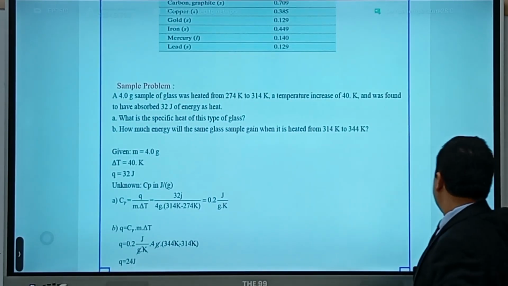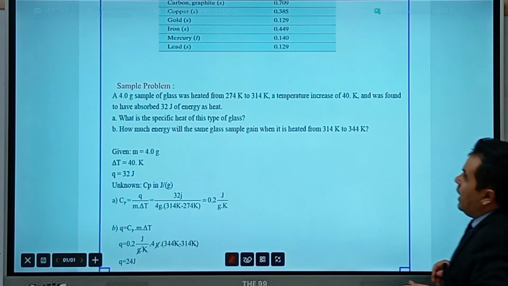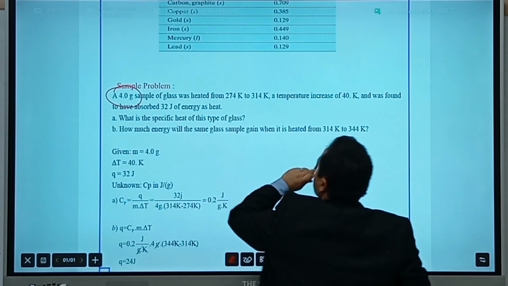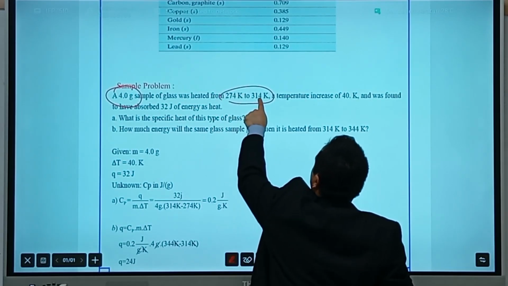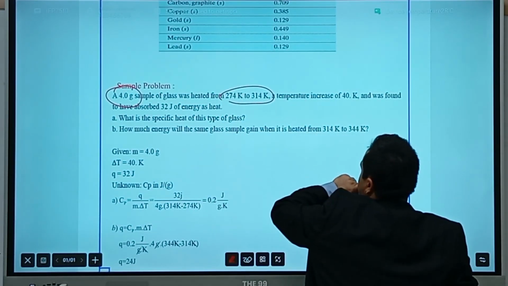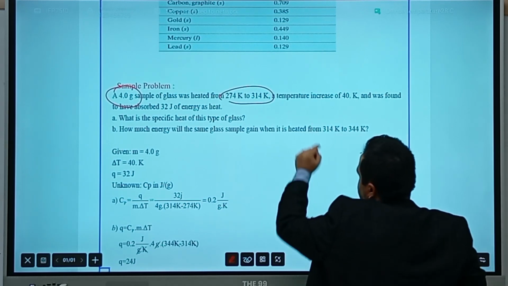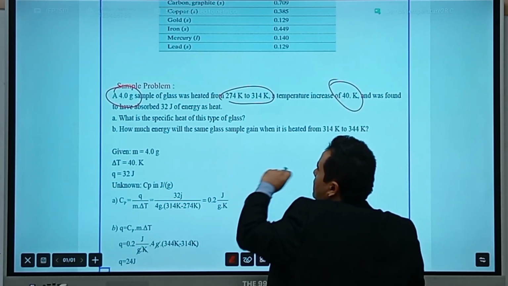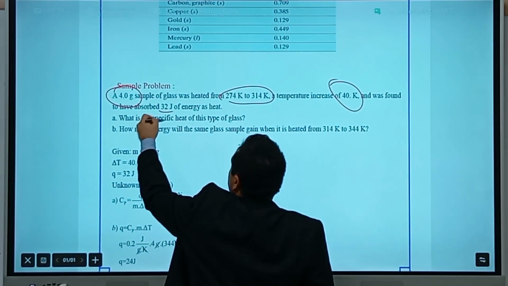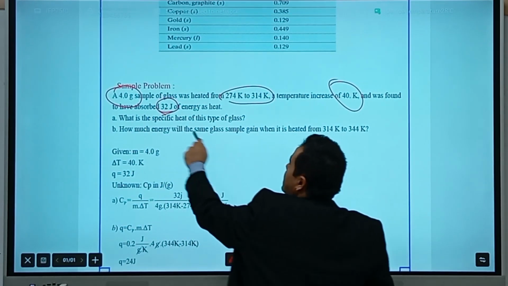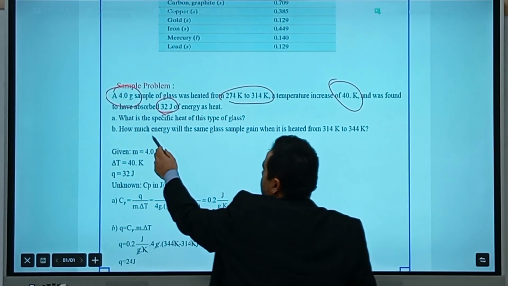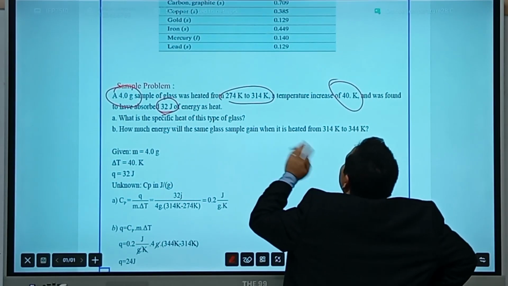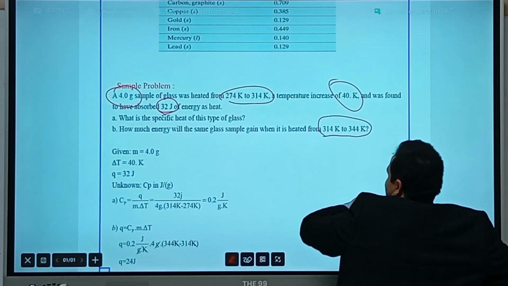Let us solve a sample problem, guys. A 4 gram sample of glass, so the mass is given. Delta T is given as 314 minus 274, so the change is 40 Kelvin. It was found to absorb 32 joules. What's the specific heat of this type of glass, Cp? And how much energy will the sample gain when it has a different delta T?